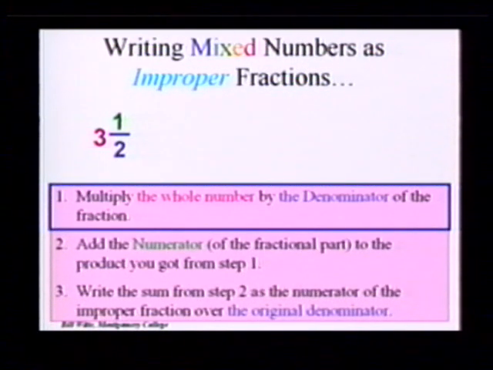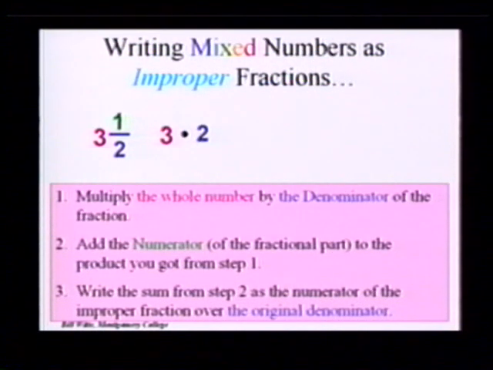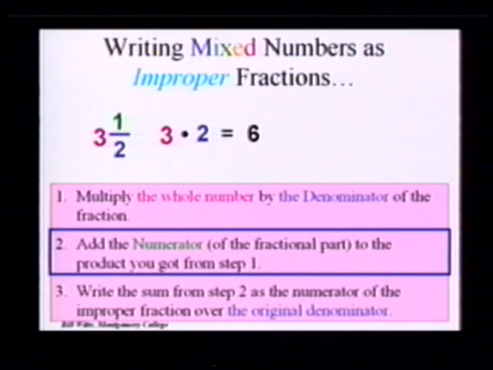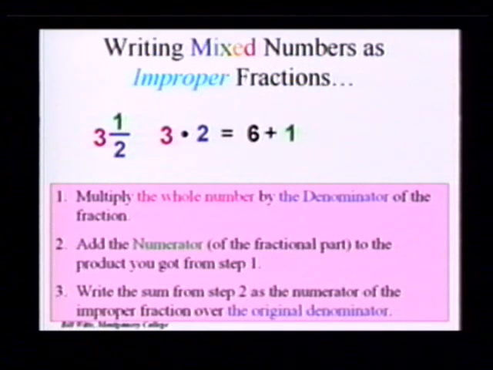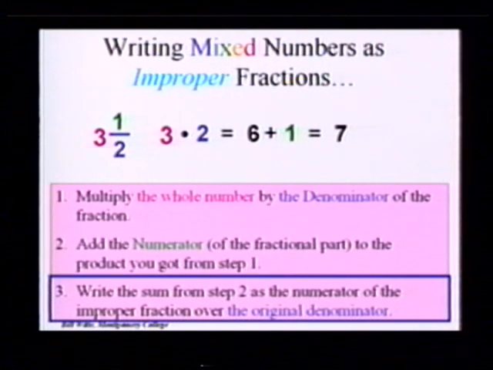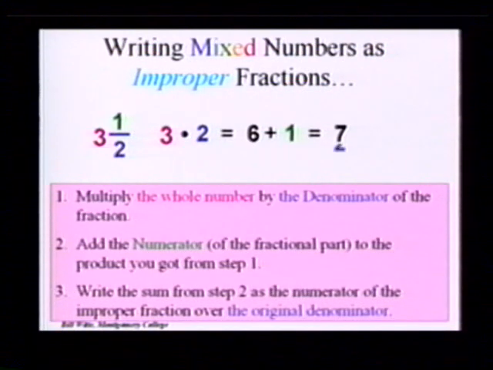Okay? So let's do it. Let's multiply the whole number by the denominator, the 3 times the 2, and we get 6. And then what do we do with the 6? Add the numerator of the fractional part, 1. And what do we get? 7. And then what do we do? Put that result over the original denominator.